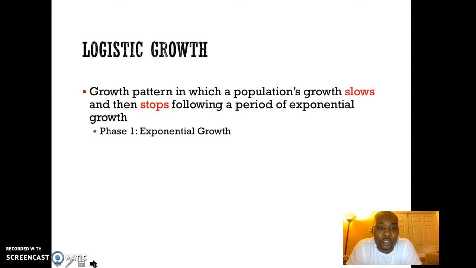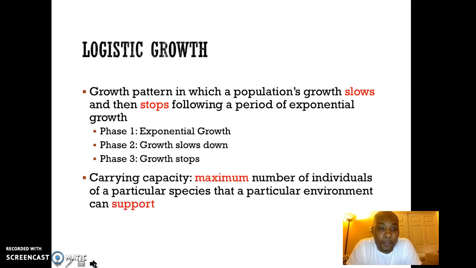Phase one of logistic growth is exponential growth, where the organisms are growing at a constant rate. In phase two, the growth starts to slow down a little bit. And then in phase three, the growth stops. And it usually stops because of this idea of the carrying capacity. The carrying capacity is the maximum number of individuals of a particular species that a particular environment can support.